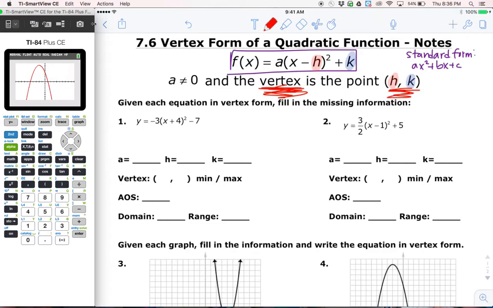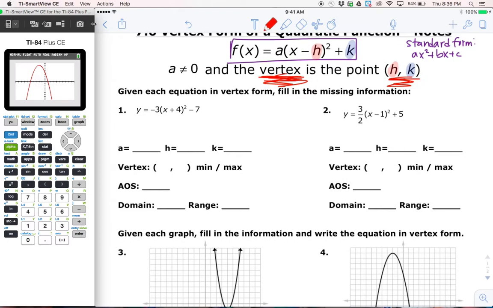Let's look and see what this is. I'm going to work with this first example, and I'm going to label a, h, and k. a is the number in front of the parentheses, which we see here in the formula. So a is negative 3. h is actually negative 4. Now think about that for a second. We're looking at plus 4 in the parentheses, but I'm telling you h is negative 4. Why is that?